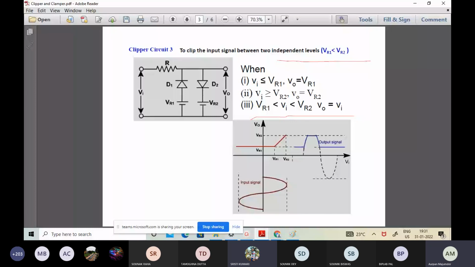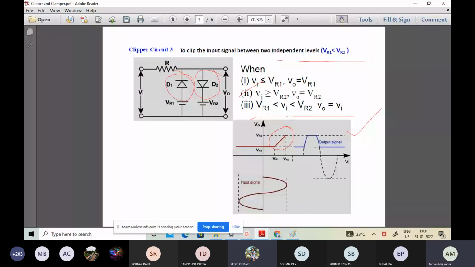However, when the value of Vi is less than VR1, what will happen? D1 will conduct. And when the value of Vi is greater than VR2, D2 will conduct. Accordingly, we are going to observe VR1 and VR2 respectively at V0. The same has been depicted in this signal over here. Look at this clipped version. In between VR1 and VR2, when Vi ranges there, you are going to have a transfer characteristic with slope equal to 1.